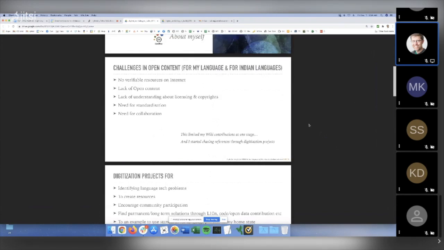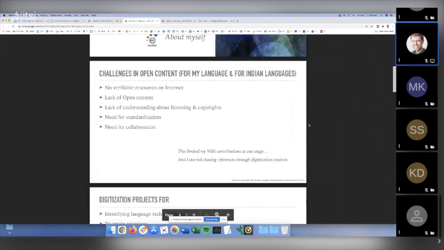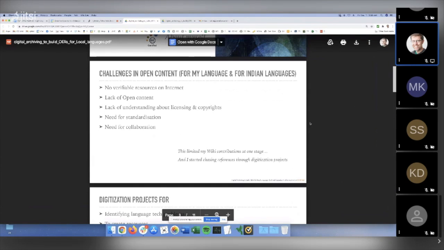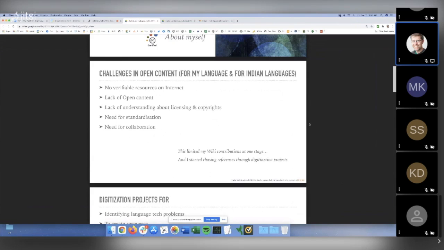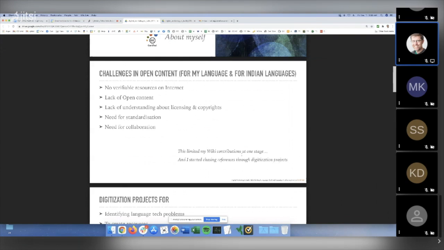So there are a lot of challenges in open content, especially for my language and also for other Indian languages. These are the few challenges that I could list quickly. There are no verifiable resources on the internet for various regional topics, lack of open content, lack of understanding about licensing and copyrights, and a lot of need for standardization. So using international standards for the local projects being run by community members, governments, etc., and a need for a larger collaboration. So most of these things limited my possible contributions to Wiki at one stage.